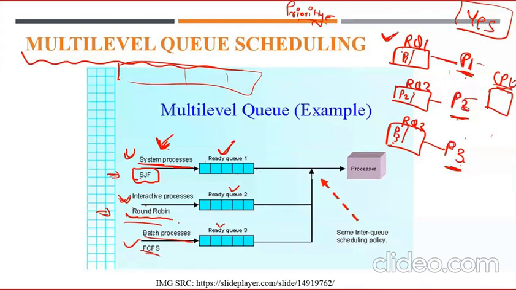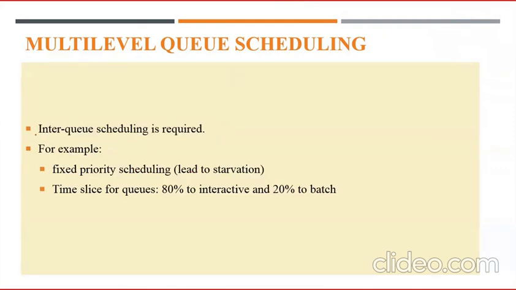Now, out of these three processes, which process will execute first? Based on the priority. Here we always give the higher priority to P1, sorry, your system process. So this is how you can see that interleaved scheduling is required, and the issue over here is starvation.